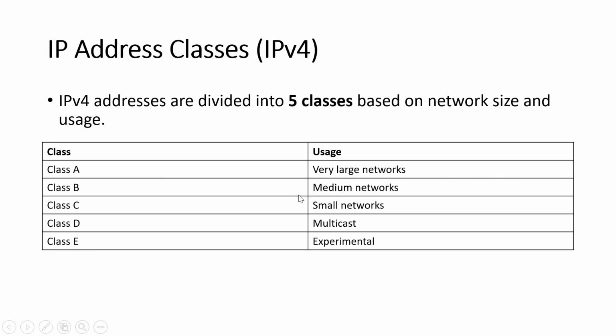Likewise, class B is used in medium networks, class C is used for small networks, class D is for multicasting, and class E is for experimental purposes. Mostly we will be using classes A, B, and C.